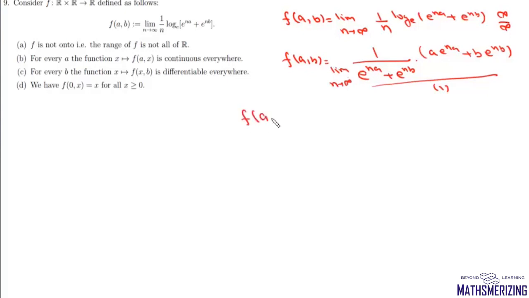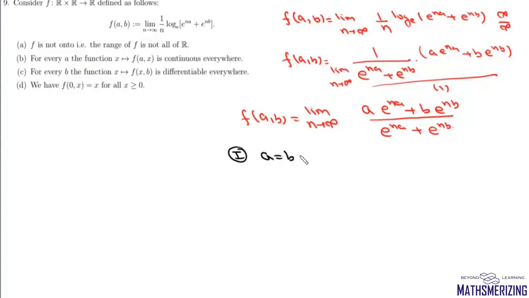So this function f(a,b) will simply be the limit as n tends to infinity of (a e^(na) + b e^(nb)) / (e^(na) + e^(nb)). Now we'll take 3 separate cases. Case 1: if a is equal to b, in that case we can take this a out, then e^(na) plus e^(nb) will cancel. In that case we'll write f(a,b) as a or maybe b, since both a and b are equal.